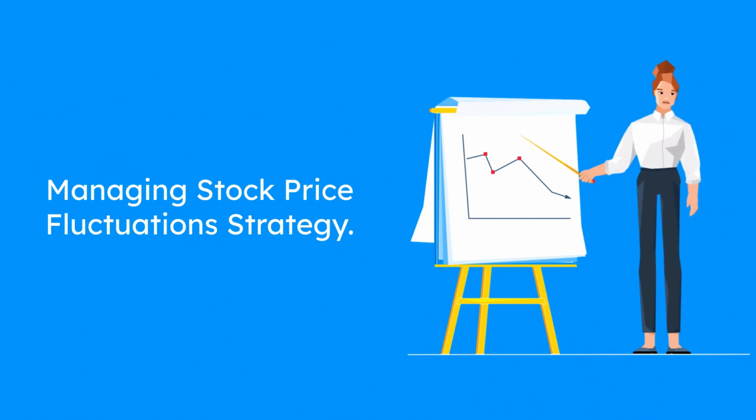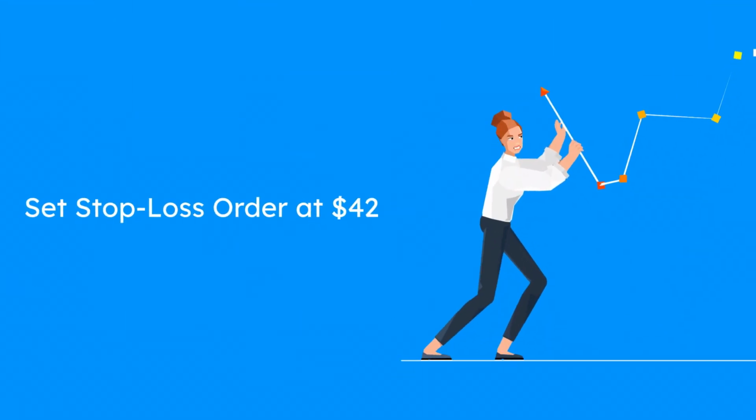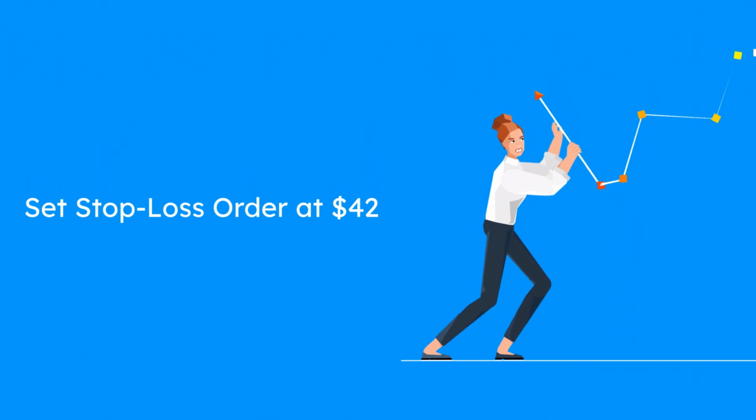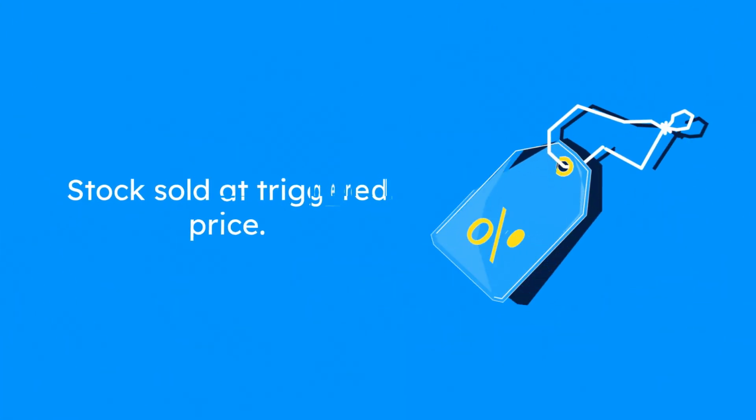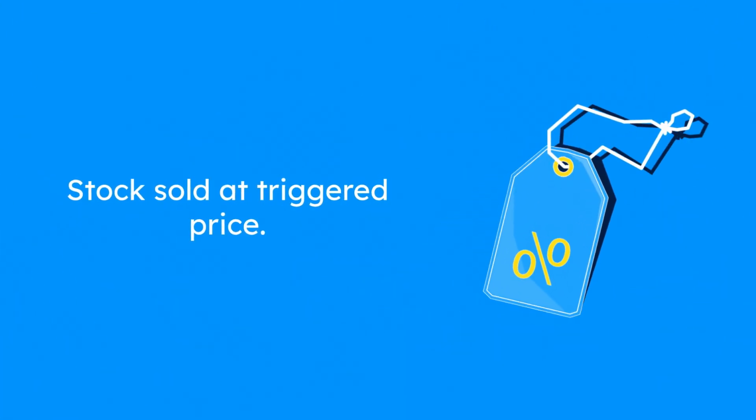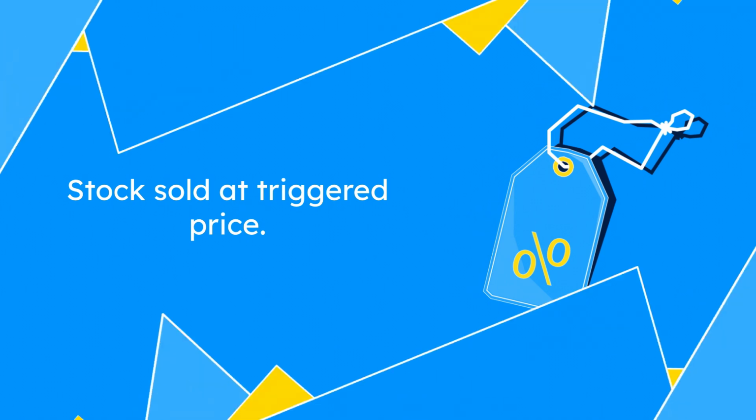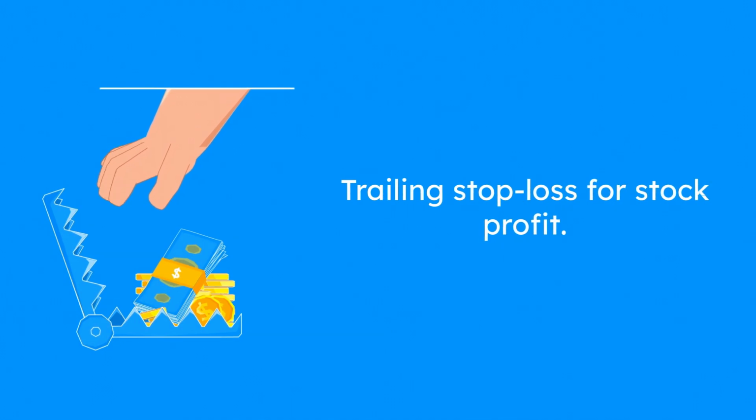Suppose you bought a stock at $50 and it's currently trading at $45. To prevent further losses, you set a stop-loss order at $42. If the stock price drops to $42, the order is triggered and you sell the stock, limiting your loss to $8.